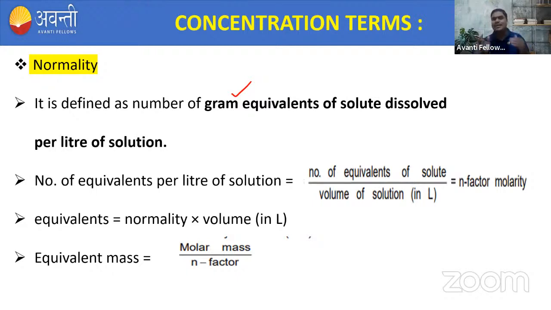It is nothing but the ratio of gram equivalent of solute dissolved per liter of the solution. Right? So how will you represent equivalent per liter of solution? We can represent normality by the number of equivalents of solute divided by the volume of the solution. And if someone says find the number of equivalents, then how will you find it? Number of equivalents is nothing but normality into volume, which is in liter. So always remember this thing.